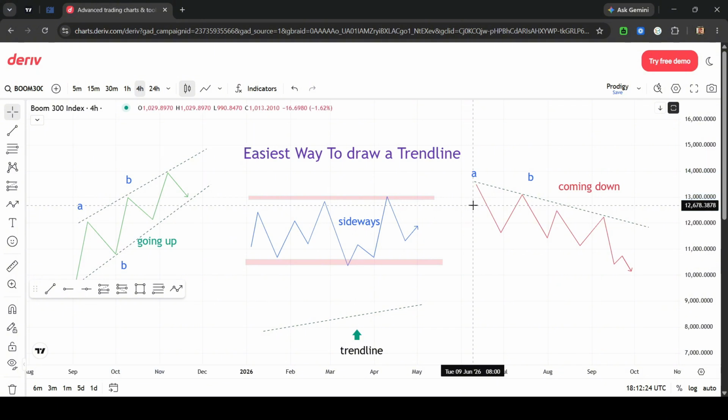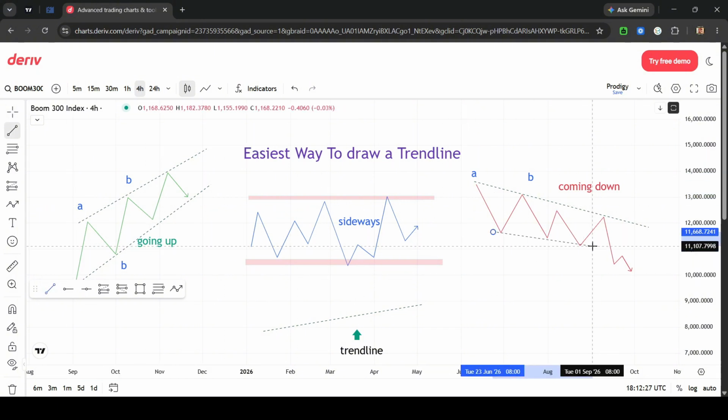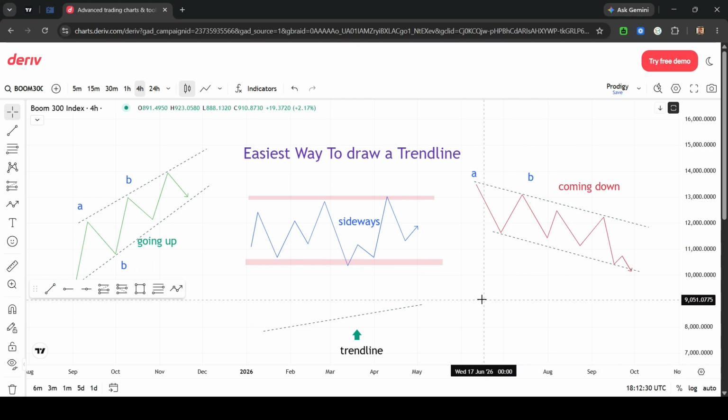That's basically what we have here. And it applies here too. Once you have that, then we call it a channel. So let's go to the practical side of how to draw it.